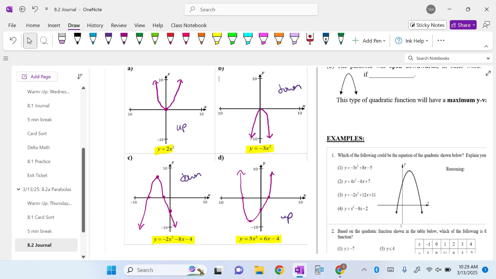Okay, guys, too many heads are down. Open up. Wake up. Come on. Up, up, up.